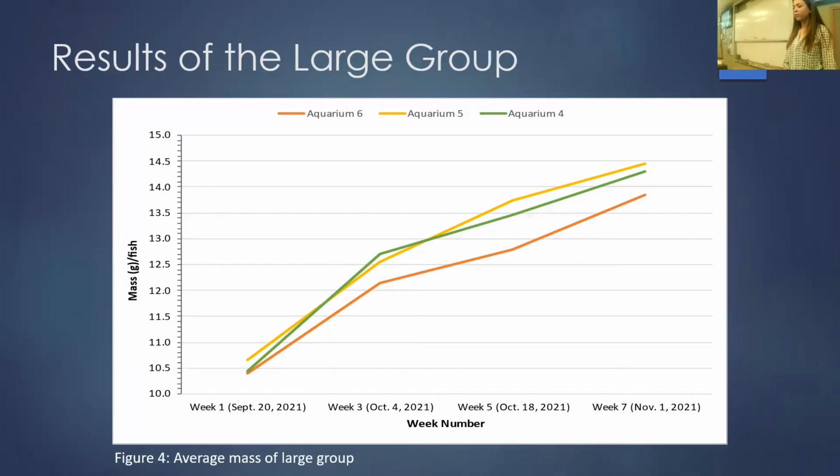Similar to the medium group, the large group also increased throughout the experiment, especially if you look at week 1 to week 3, where you can see a significant increase. I did notice that there was competition that was observable in the large group, especially because there were 2 fish per tank. So there was a more dominant fish who we can assume consumed more of the food and then gained more weight. There was a 3 to 4 gram weight difference between each of the fish in the large group.